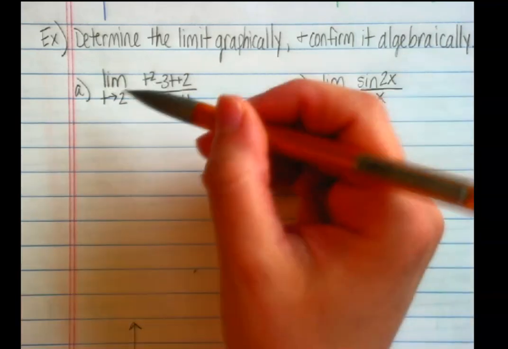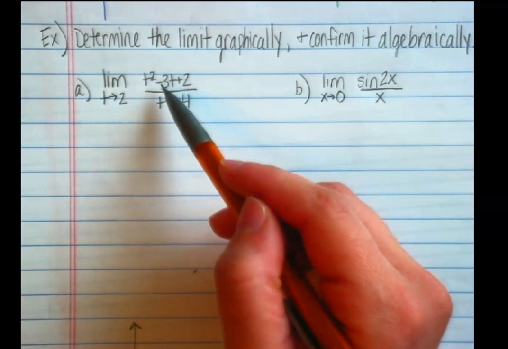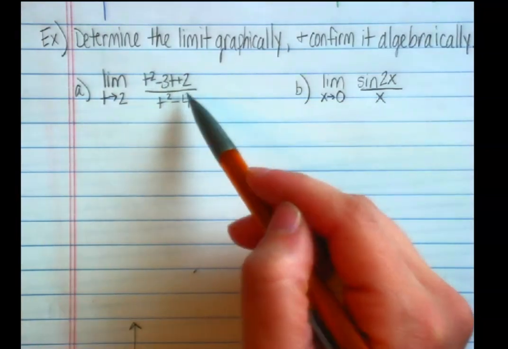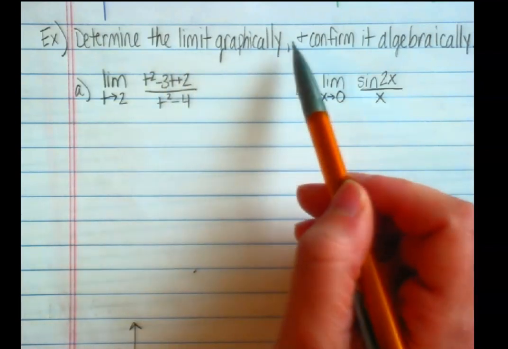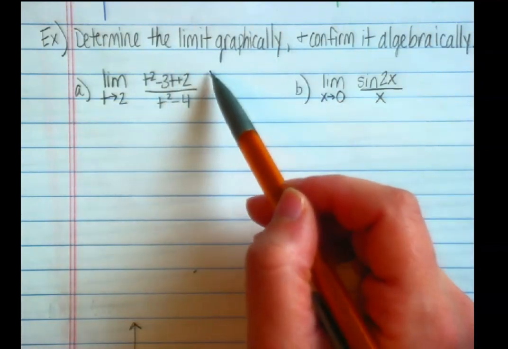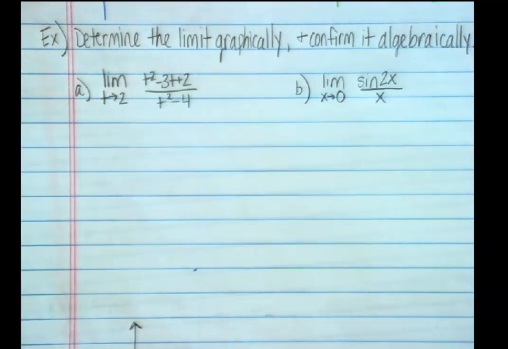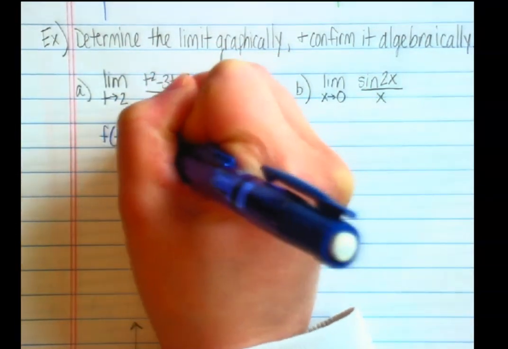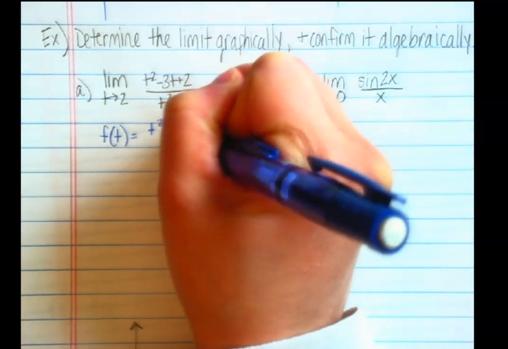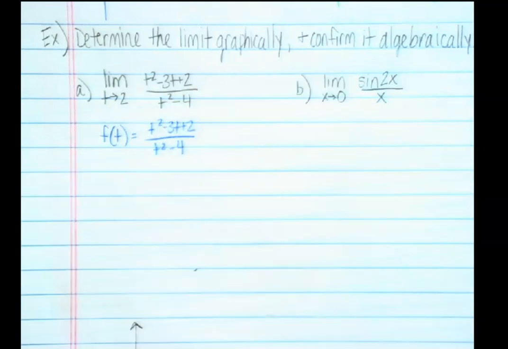All right, so in letter A, it says find the limit as t approaches 2 of t squared minus 3t plus 2 divided by t squared minus 4. Here I'm going to determine it graphically first, which means I'm going to first try and graph this function right here. The function f of t equals t squared minus 3t plus 2 divided by t squared minus 4. So that's what I'm going to try and graph first.